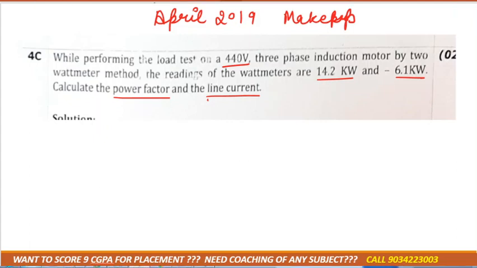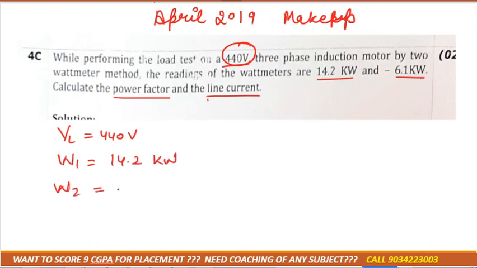See, this question is from April 2019 makeup exam. Again, it is based on 2 wattmeter method. In this, they have given the line voltage VL is equal to 440 volt and wattmeter 1 is 14.2 kilowatt and the wattmeter 2 is minus 6.1 kilowatt, right? You need to calculate the power factor.